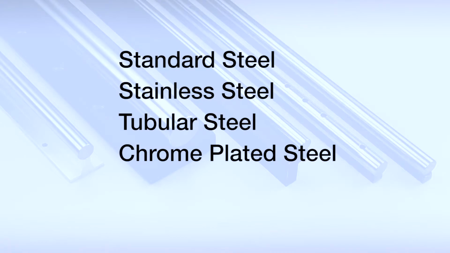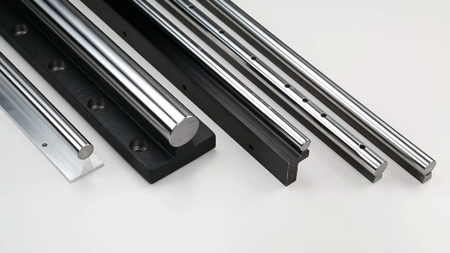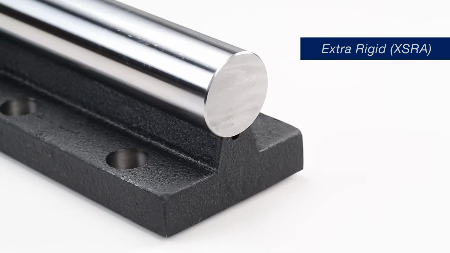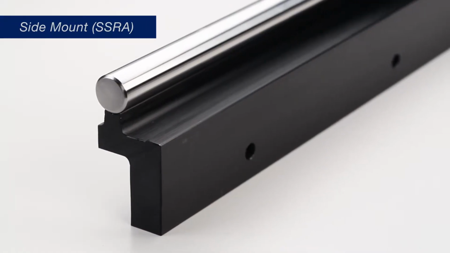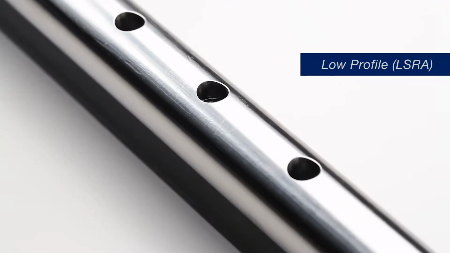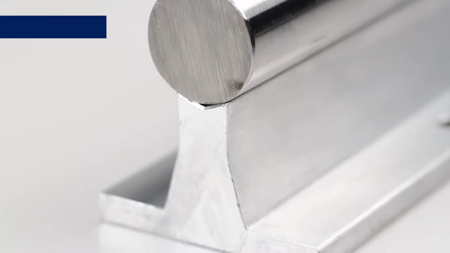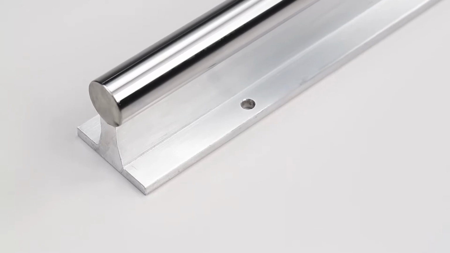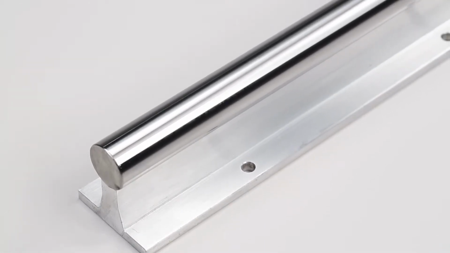The shaft and the assembly can be standard, stainless, tubular, or chrome-plated steel. The support rail assemblies come in several styles: standard, extra rigid, side mount, low profile, and undermount. Standard is the most commonly used support rail assembly. It utilizes an aluminum support that has through mounting holes in the flange.